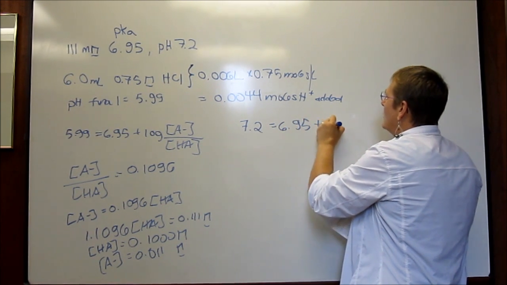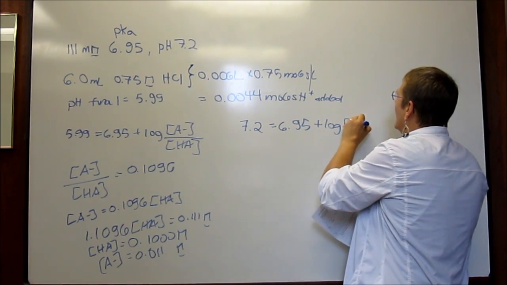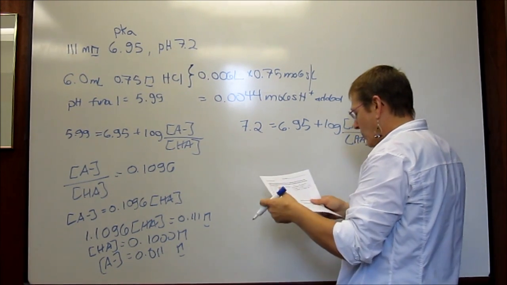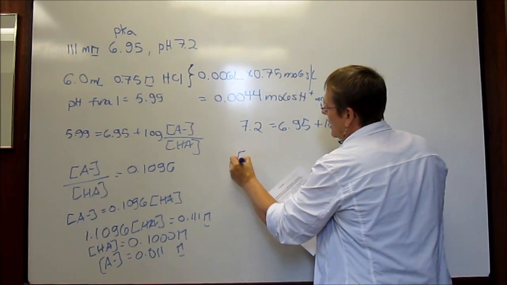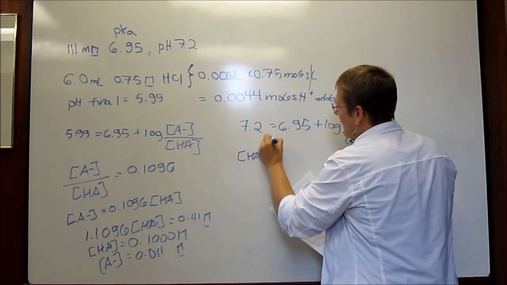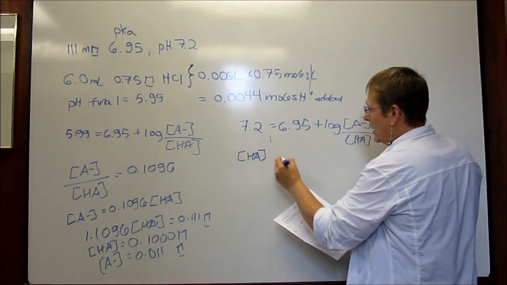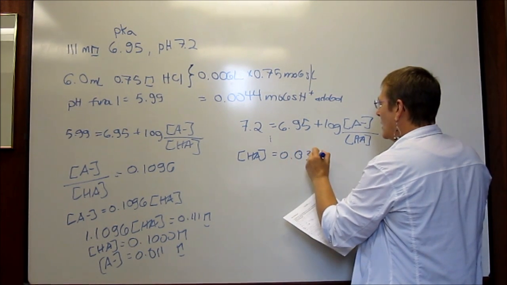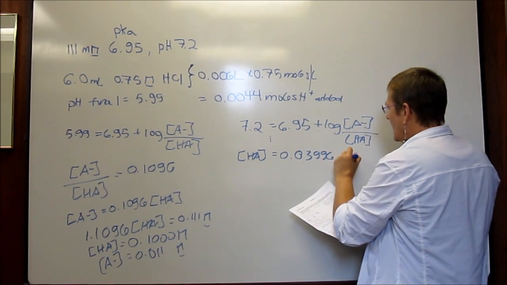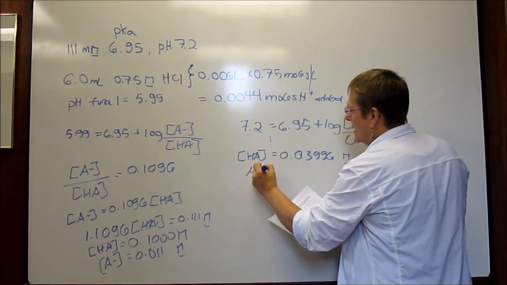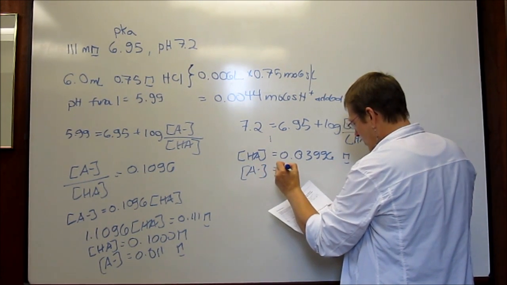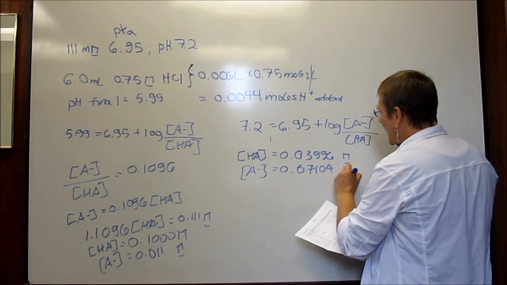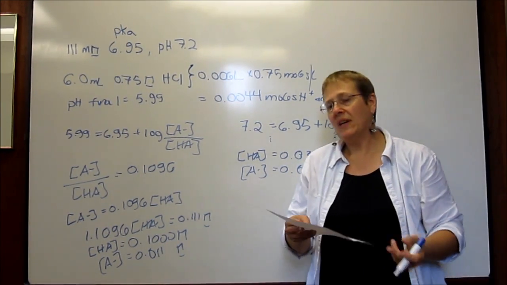We do the whole thing again at pH 7.2, our starting condition. I won't go through every step here. I think we know how to do that now. And we end up with concentrations here of HA, dot dot dot, you do the math, equal to 0.03996 molar, and A minus is equal to 0.07104 molar.